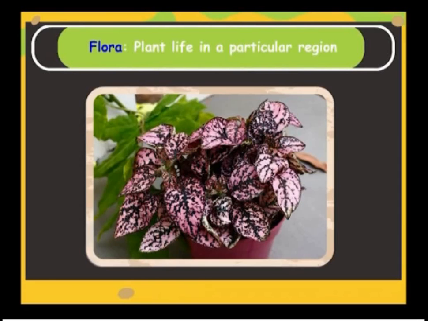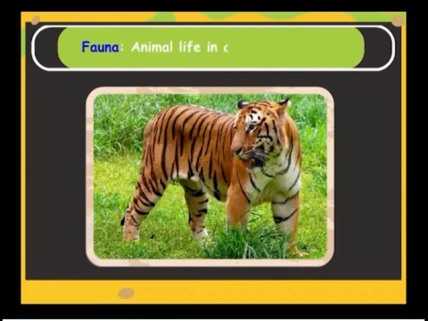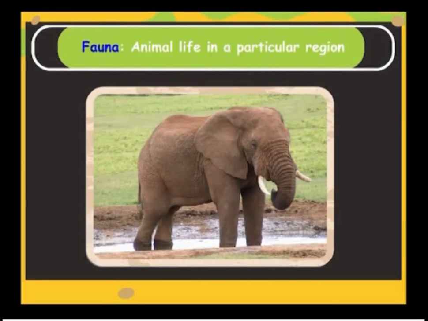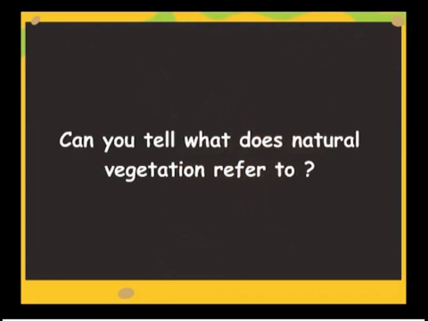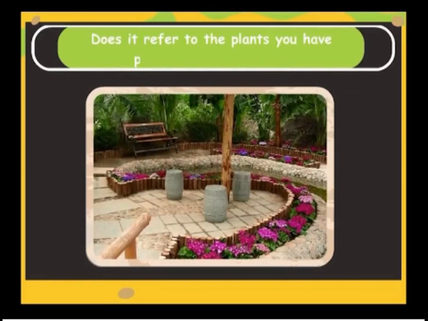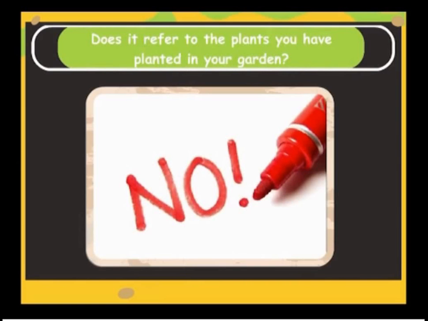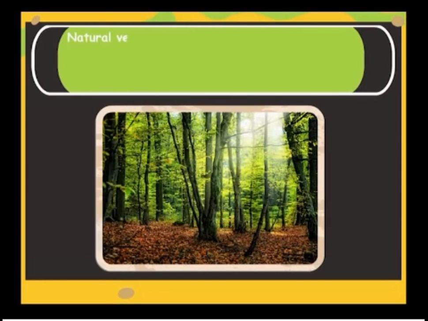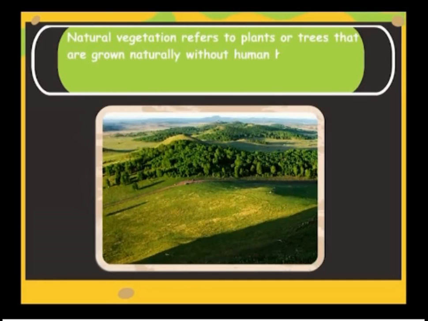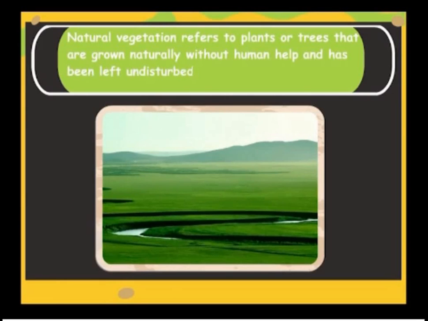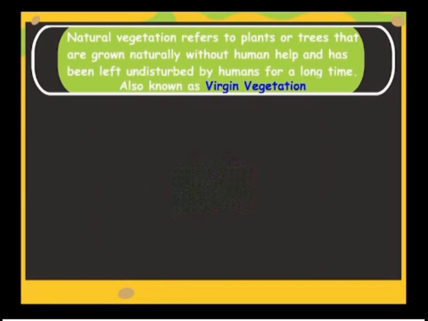Specifically, plant life that is present in a particular region is known as flora, and the corresponding word for animal life is fauna. Can you tell what natural vegetation refers to? Does it refer to the plant you have planted in your garden? Well, the answer is no. Natural vegetation refers to plants or trees that grow naturally without human help and have been left undisturbed by humans for a long time. This is also known as virgin vegetation.